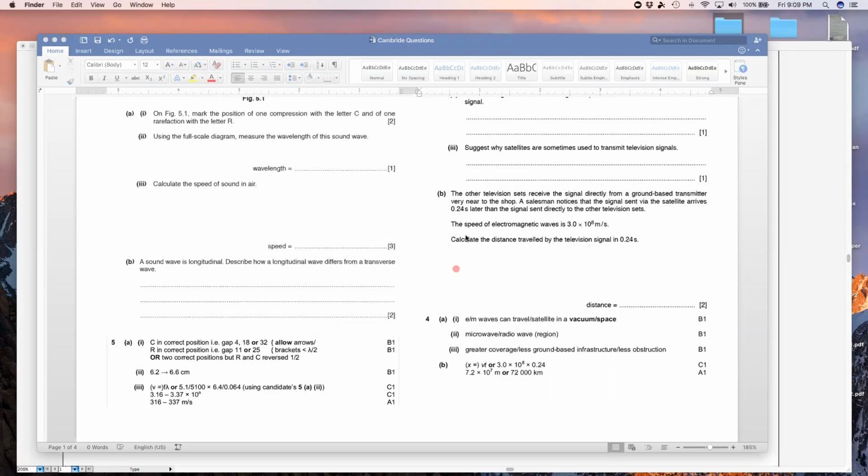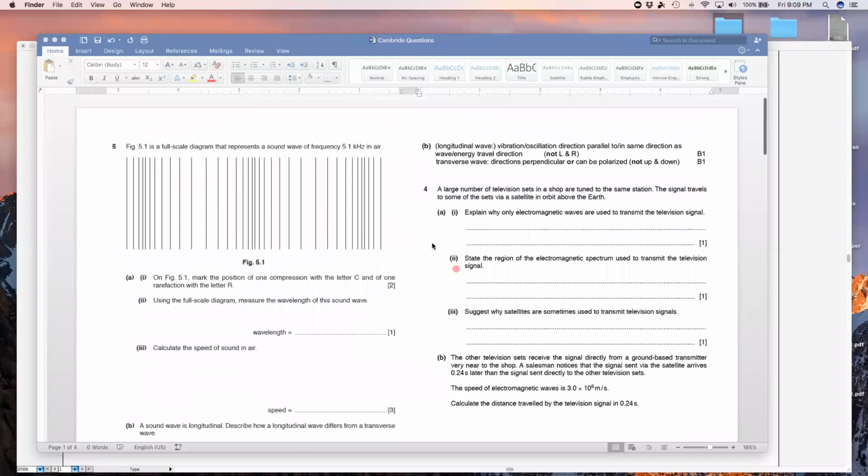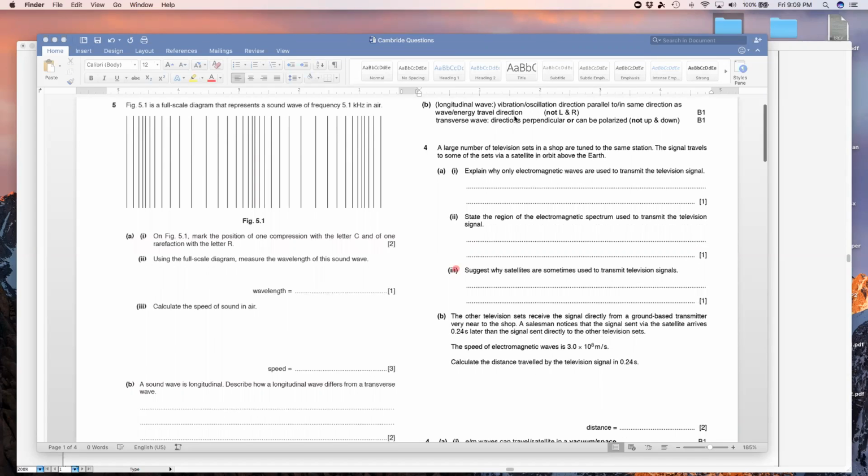We okay with this part here, right? I anticipate the answer is here. In a longitudinal wave, the oscillation is in a direction parallel to the wave energy, and in the transverse wave it is perpendicular. Don't worry about polarization. That's something that is not required for your syllabus. All right.